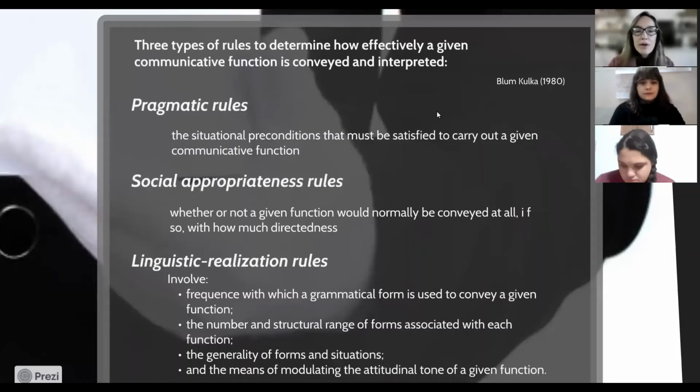And then we also have linguistic realization rules. And these involve different things. One, for example, the frequency with which a grammatical form is used to convey a given function.